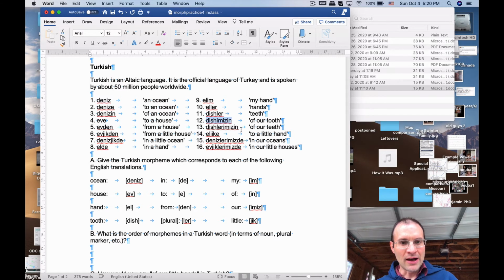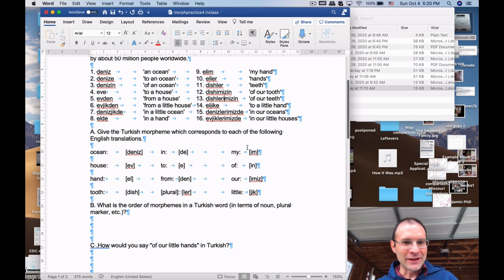So dişimizin is "of our tooth." The R part is emes, and the in is the "of," and then diş is "tooth." And if we want to make that plural, we just add the little plural morpheme there, "of our teeth." These are kind of funny things to say, but it all checks out, right? This is what the morpheme structure should look like.